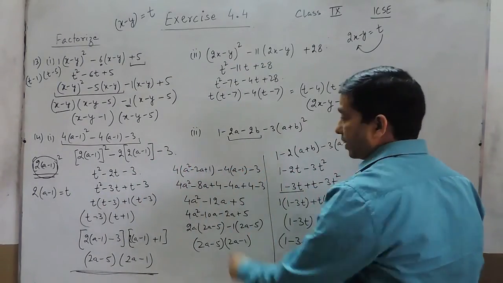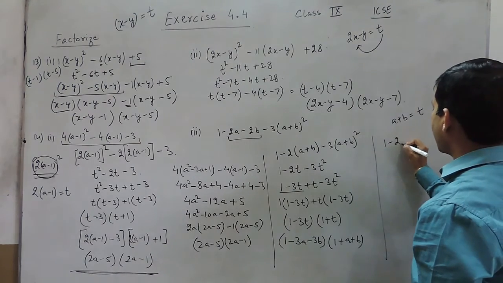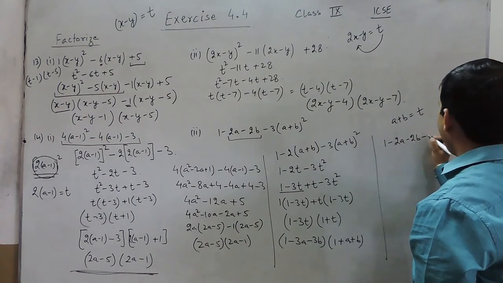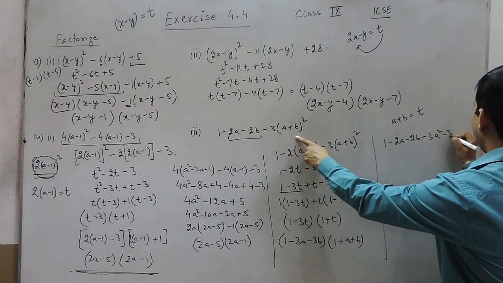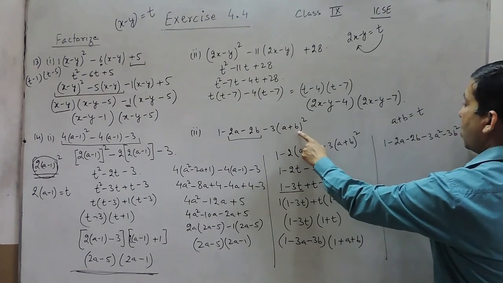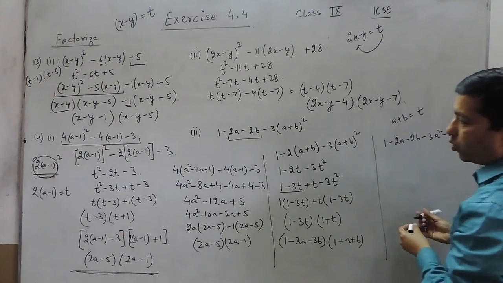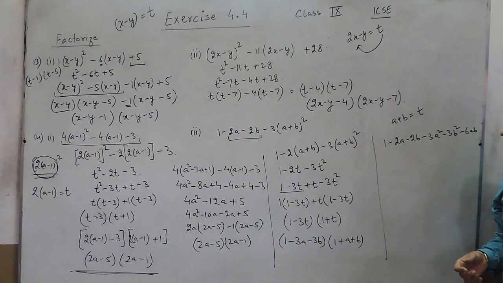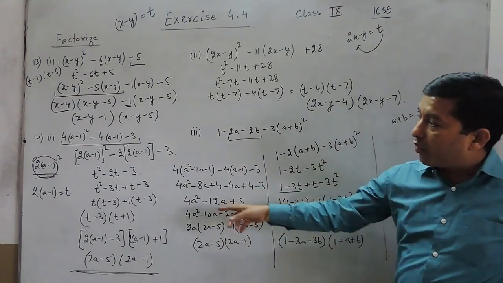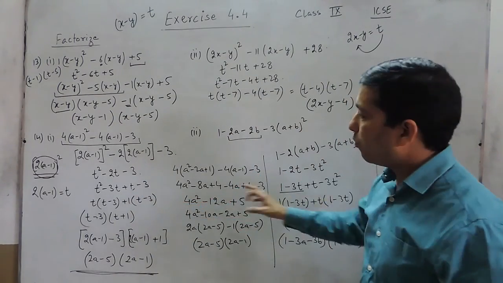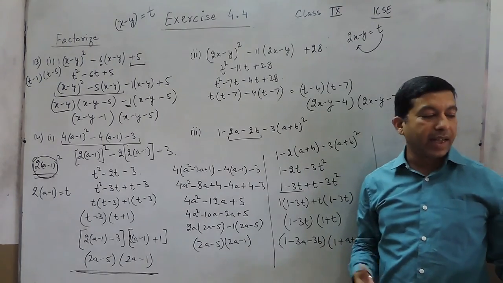Another method can be the same as I did with this. I can write it as 1 minus 2a minus 2b minus 3a square minus 3b square minus 6ab, and then try to experiment on this. But instead of this, it is always better to put the first method in both the questions. In the next class, we will talk about question number 15 and onwards.